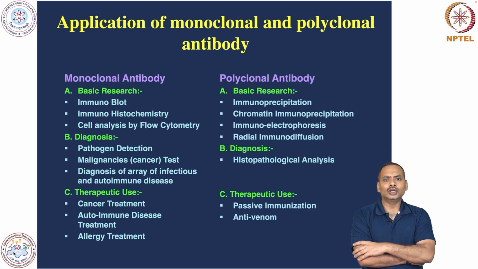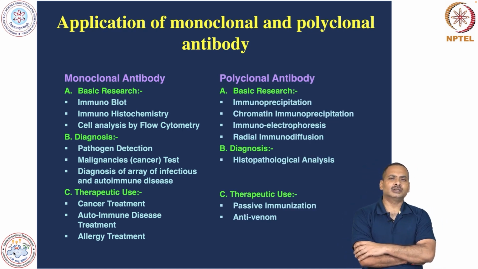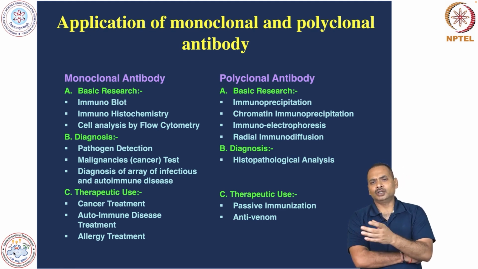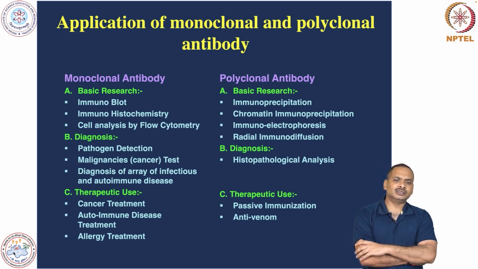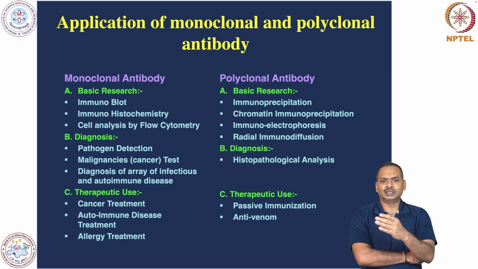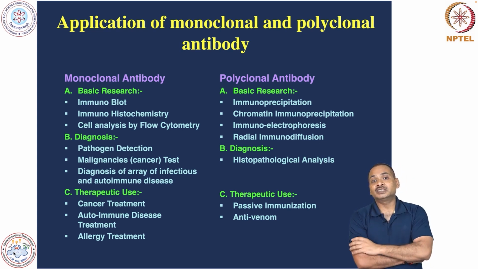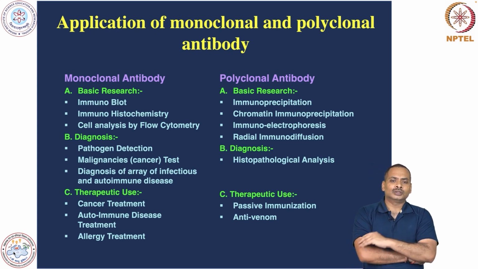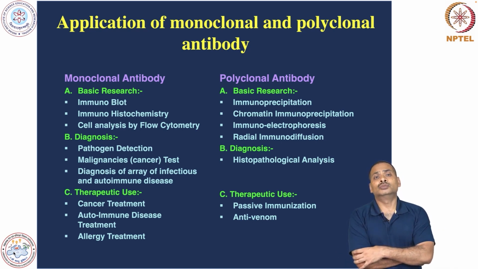On the other hand, polyclonal antibody is also used in basic research, for example in immunoprecipitation experiments, chromatin immunoprecipitation, immunoelectrophoresis, radial immunodiffusion, and so on. It is also used in diagnosis, histopathology, and in therapeutics. One very good therapeutic application is generating anti-snake-bite serum. This is quite common, but in general, for better results, people try to use monoclonal antibody.